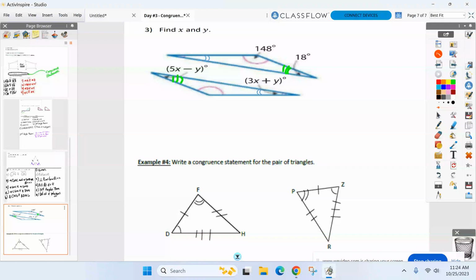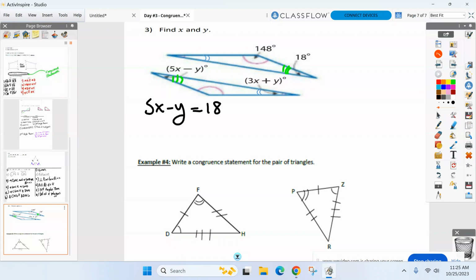I have 3 pairs of angles that are equal up here, right? I'm asking you to just tell me 2 angles that are congruent up here, so I can set them equal. Like the 18 and then 5x minus y. Correct. So 5x minus y is equal to the 18.